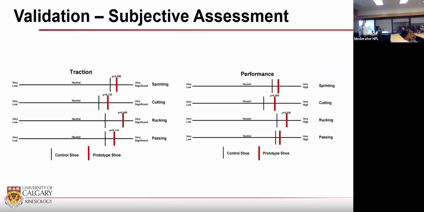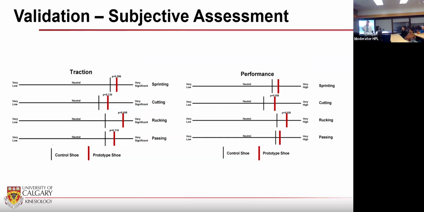And this is probably the most interesting thing. So this is the subjective assessments, which is quite interesting to us. Here we have the athletes' subjective assessments for traction during sprinting, cutting, rucking, and passing. And here's their subjective assessment of performance for the same movements, going from very low to very high. The control shoe is in black and the prototype shoe is in red.